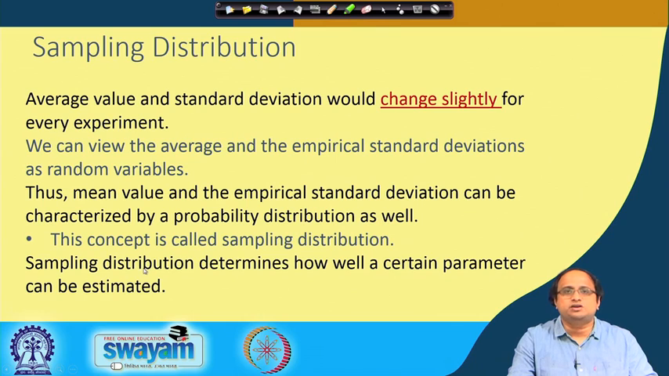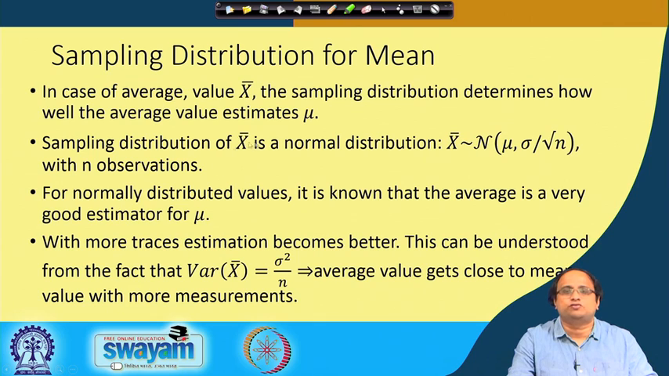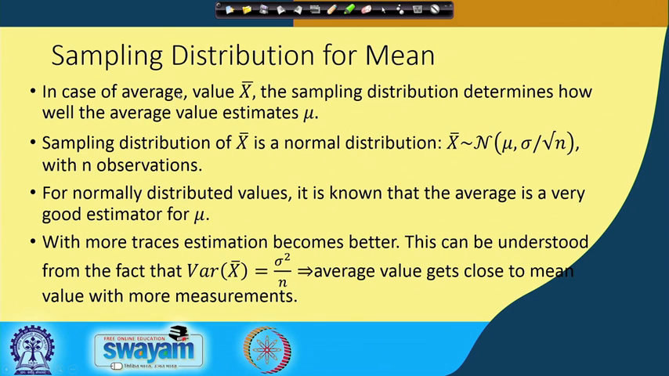The sampling distribution often determines how well a certain parameter can be estimated. So, we try to develop sampling distributions for, say, the mean. In the case of the average, the value x bar, which has a sampling distribution, determines how well the average value estimates mu. We know that if I take a large number of samples, then by the law of large numbers, this will tend to mu. Of course, with finite values it will not be exactly mu, but it will start approaching mu.